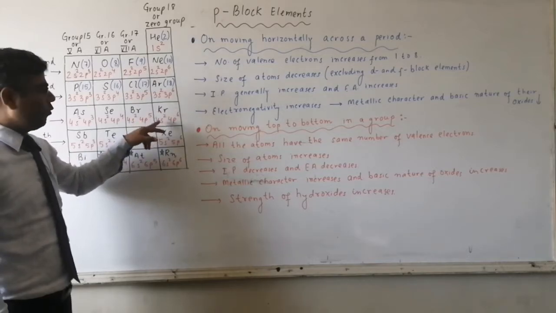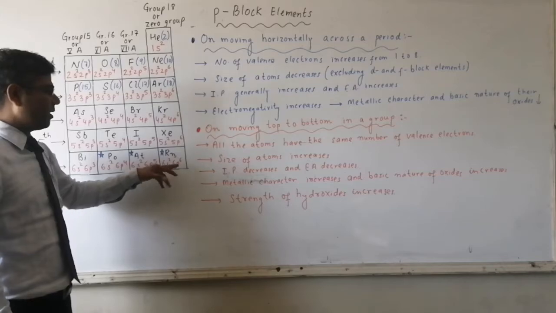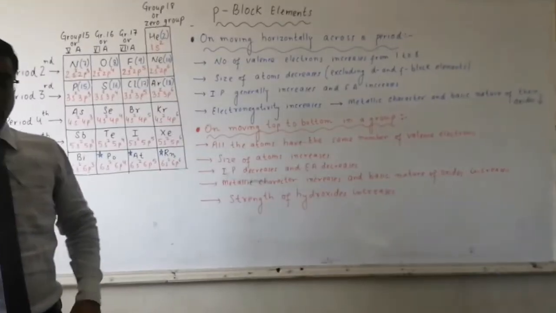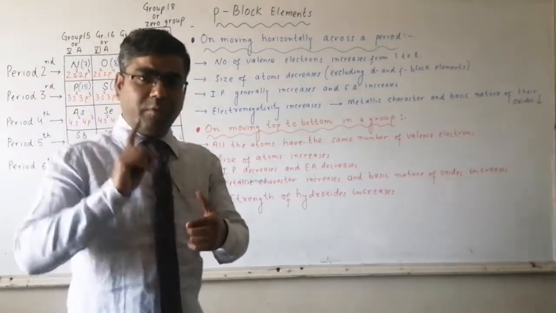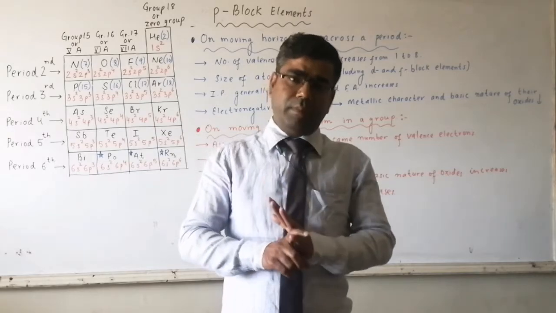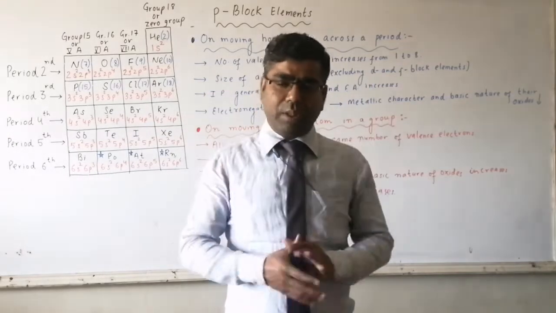For krypton it will be 4s2 4p6. For xenon it will be 5s2 5p6. And for radon it will be 6s2 6p6. Radon is radioactive in nature. So in total you are having group number 15, group number 16, group number 17 and group number 18 in p block category.